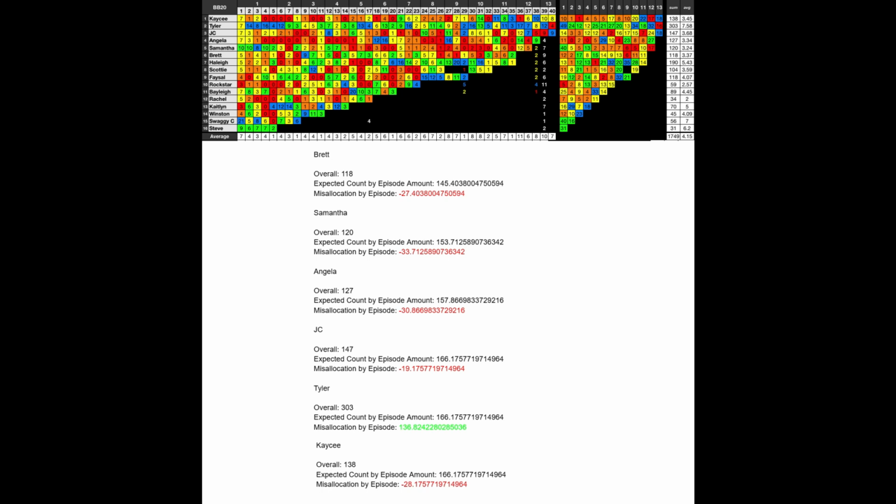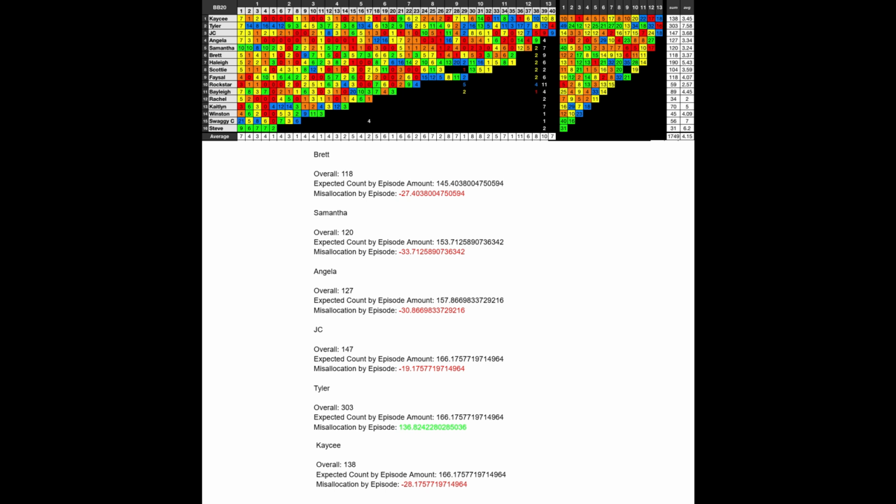Samantha got 120 diary rooms, and her expected count by episode amount is 153.71, causing a negative 33.71 misallocation, and this really isn't surprising because she really wasn't relevant to the dynamics or the gameplay of the season, and it didn't seem like production liked her much anyways, and probably just found it to be exhausting.